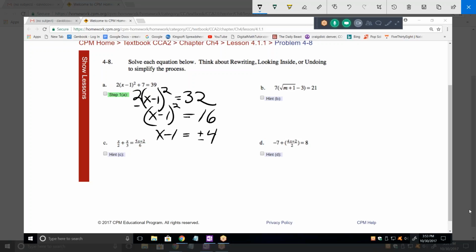Now, do you realize why that's true? In other words, minus 4 times minus 4 is plus 16. And plus 4 times plus 4 is plus 16. So it really does indeed have 2 answers. Okay. Now what?